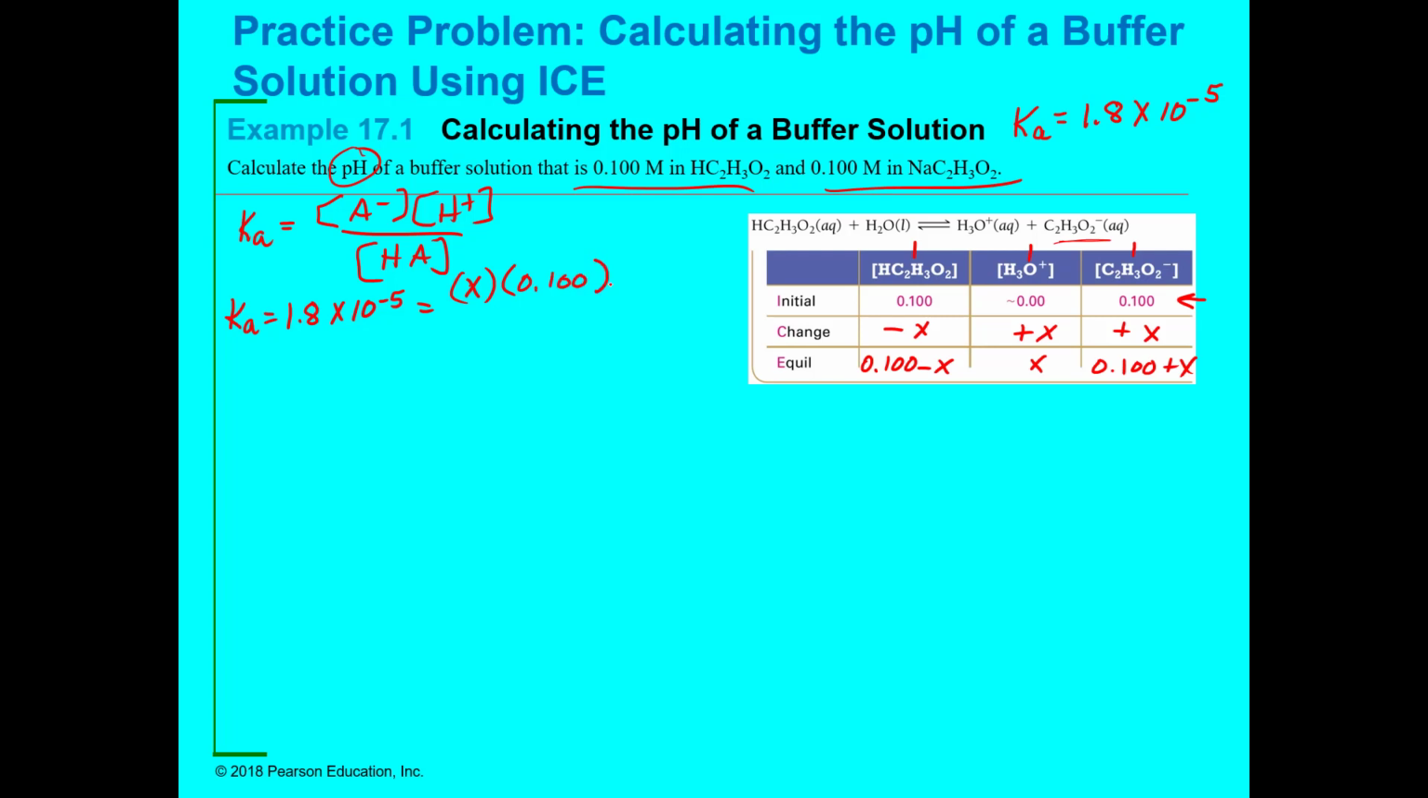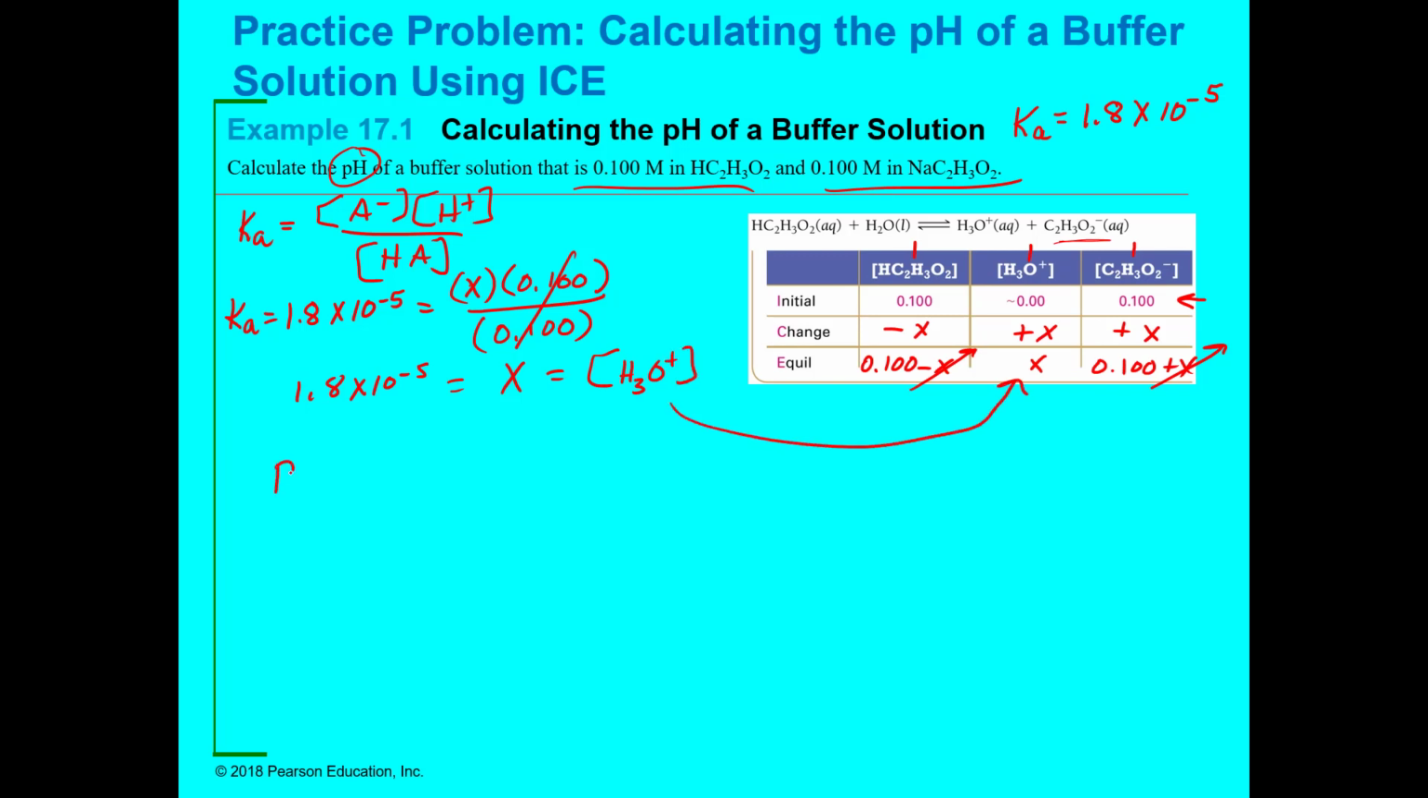And notice that what I'm doing is I'm using approximation for this when I do my calculation, right? So then that's going to be divided by 0.1, because I'm using approximation. Otherwise, those would be minus X and minus X, or plus X, but I don't have to do that. So 1.8 times 10 to the minus 5, since those cancel each other, is X. So that is the concentration of my H3O plus.